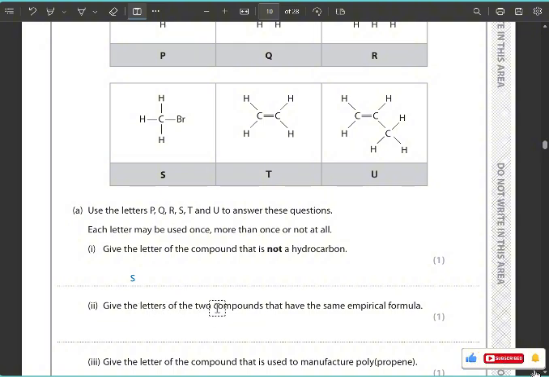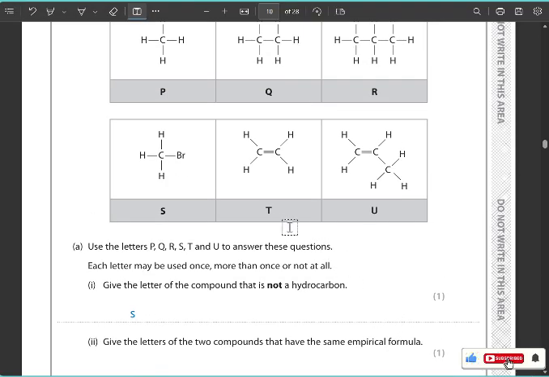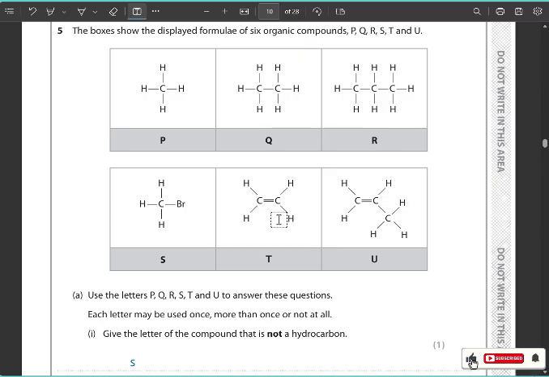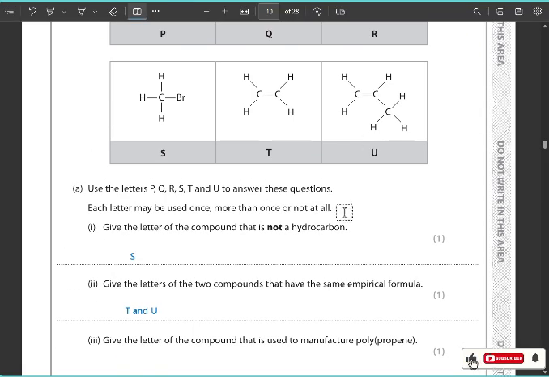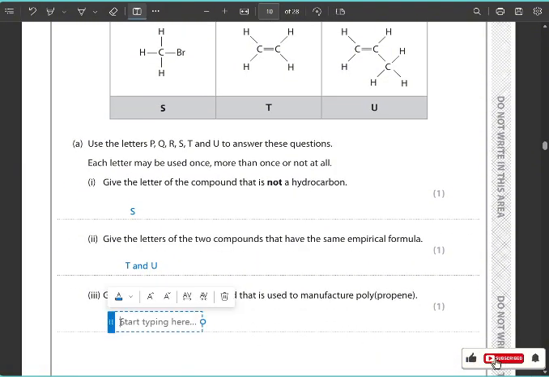Give the letters of the 2 compounds that have the same empirical formula. T and U, they are both alkenes and they have the same empirical formula, which is CH2. Give the letter of the compound that is used to manufacture polypropene. That is propene, it is U, and the answer should be U.